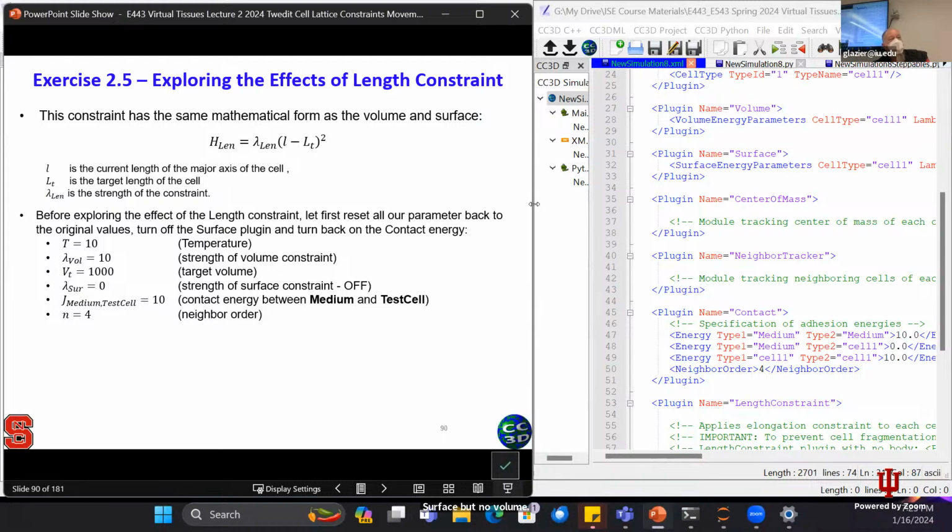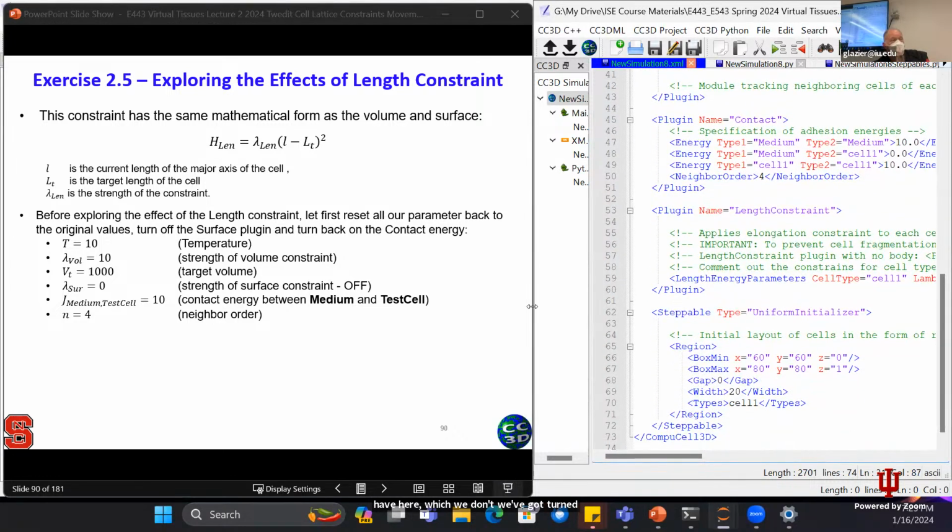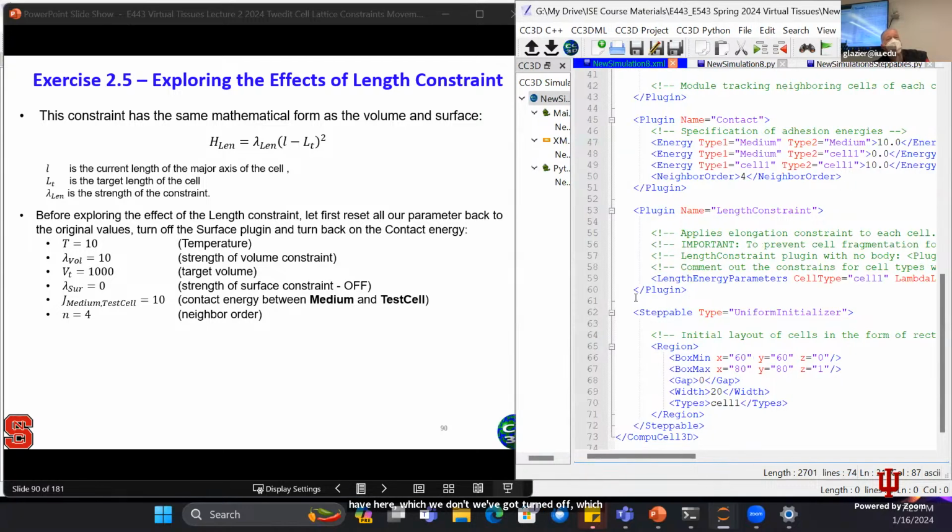Okay, I want to talk a little bit about another constraint that we have here, which we've got turned off, which is called the length constraint. The length constraint we don't use an enormous amount. By default, our cells are isotropic. They're basically round, modulo fluctuations. But in reality, cells sometimes are elongated. They have aspect ratios. And the length constraint constrains the aspect ratio of the cell.